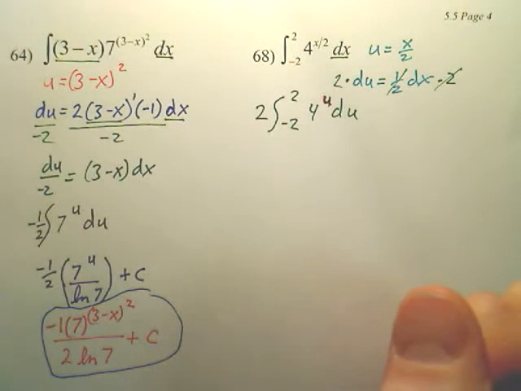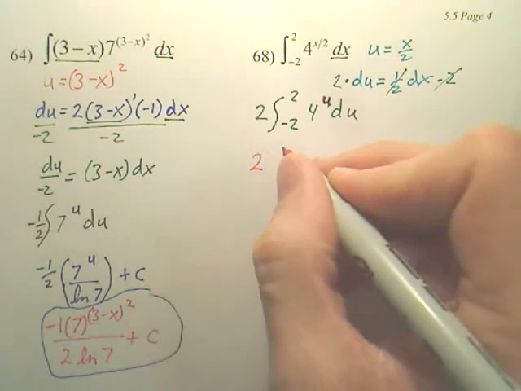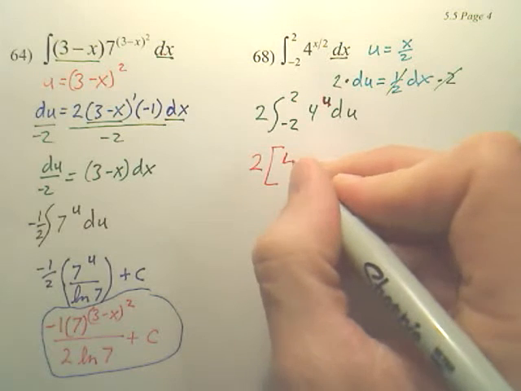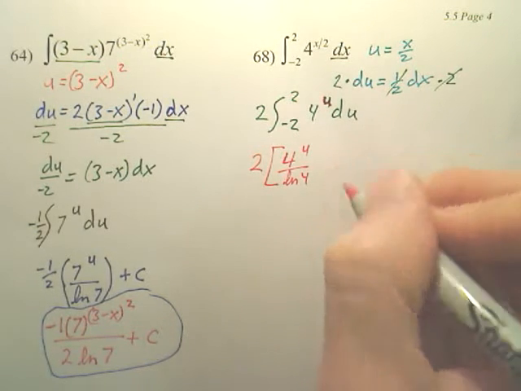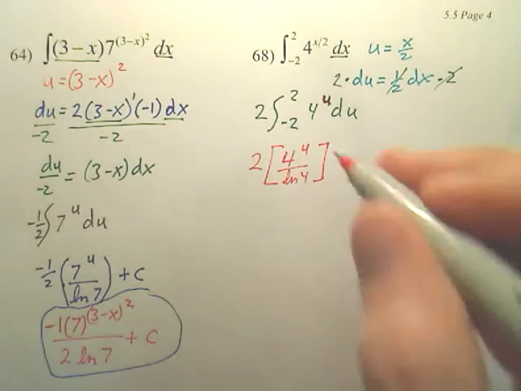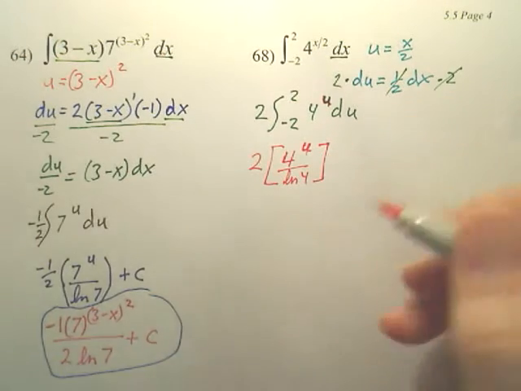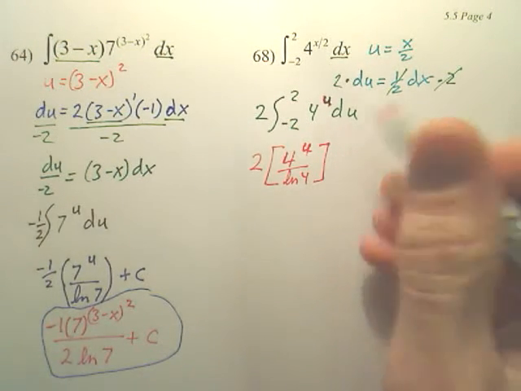What's the integral of 4 to the u? It's just going to be 4 to the u over ln 4. Now, I'm going to leave this as a u. So if I leave that as a u, what do I have to do to these numbers? I have to change them.